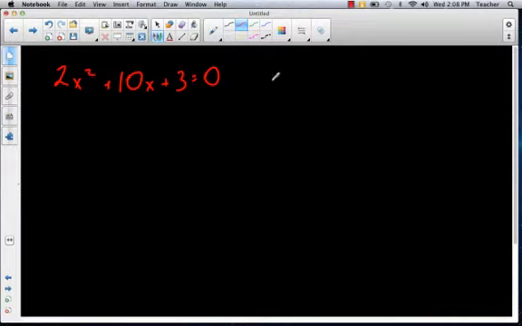So, if we continue on though, it's negative 10 plus or minus square root of 10 squared minus, that should be a minus, 4 times 2 times 3. And all of this goes over 2 times 2. And this line should extend all the way.